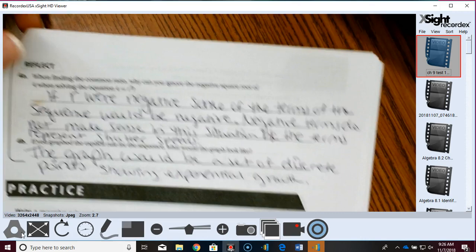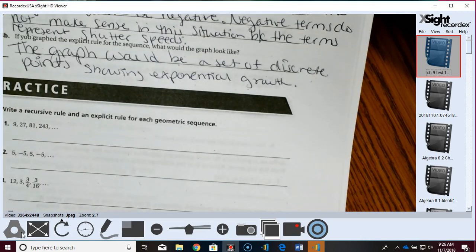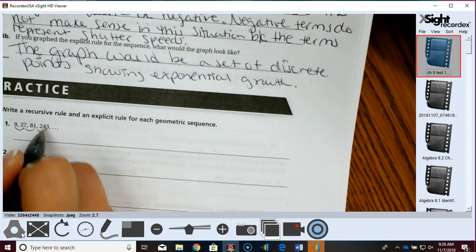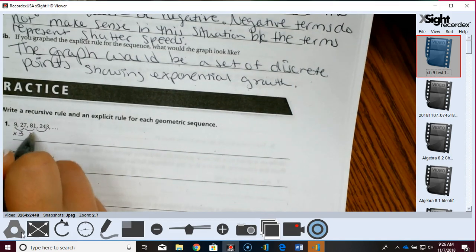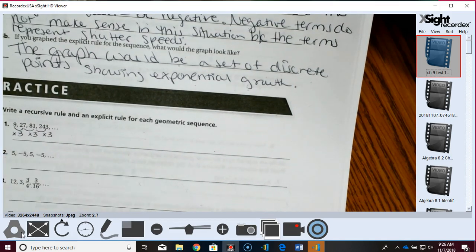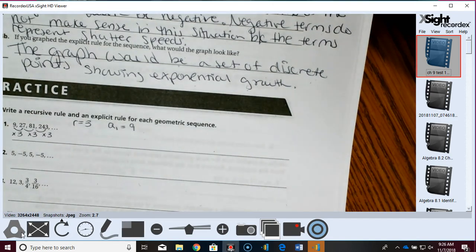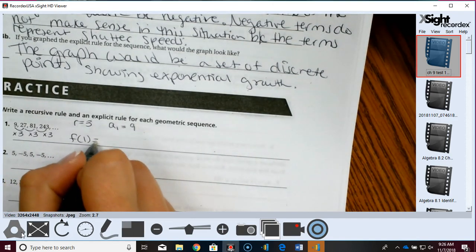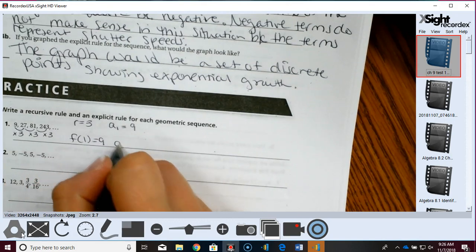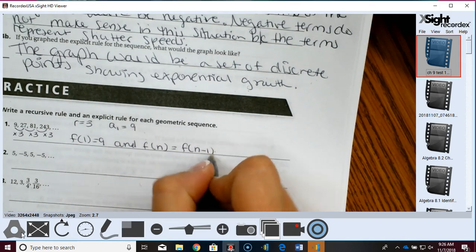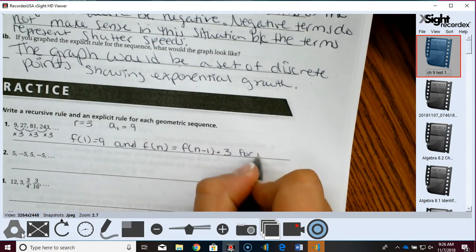We're going to do some practice problems. Write a recursive rule and an explicit rule for the geometric sequence. So what's going on here? What's my pattern? Times what? Times 3, times 3, times 3. So we know that our R is 3. What is our first term? 9. So we know that f of 1 is 9. And f of n is f of n minus 1 times 3, for n is greater than or equal to 2.